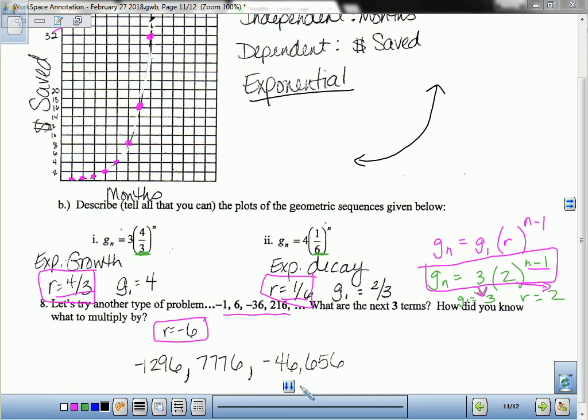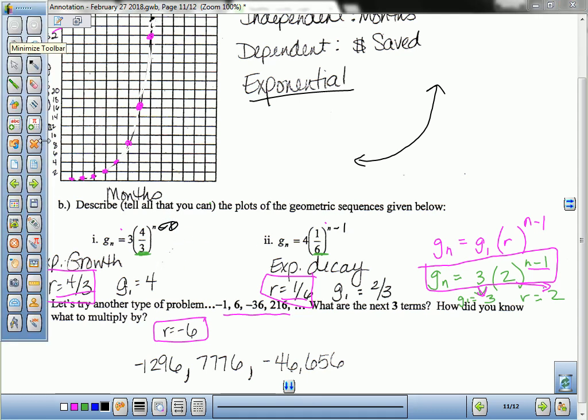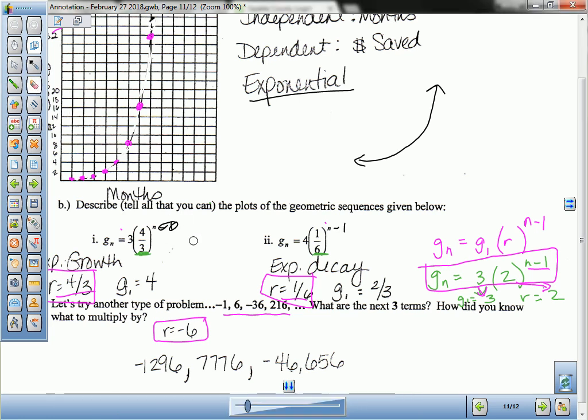Yes, sir? How did you get 2/3? How did I get 2/3 for which one? For G1. G sub 1. On number 2. All right, instead of giving this formula to us in n minus 1, they gave it to us in n. That was just kind of mean. So you had to go back 1.